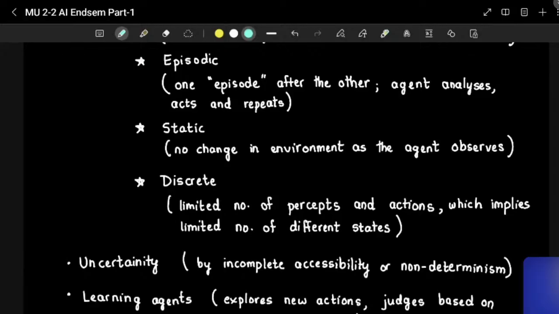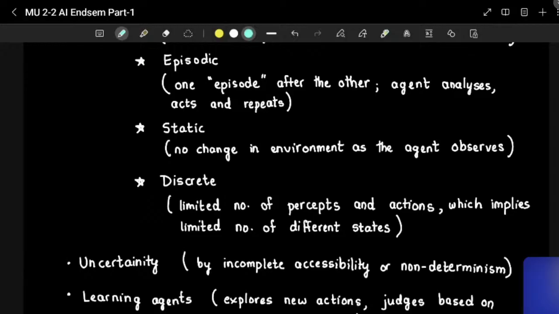Static environment is basically when an agent is analyzing the environment, or when it's performing an action, it's not supposed to change. The environment is only supposed to change after the agent completes performing its action. For example, if an agent is playing chess, let's say black made its move and white is thinking about its move. It's not like black is going to make its second move. No, it's not going to happen. The environment is going to stay as it is. No changes will be made on the chessboard unless the white player makes their move. So it's a static environment.